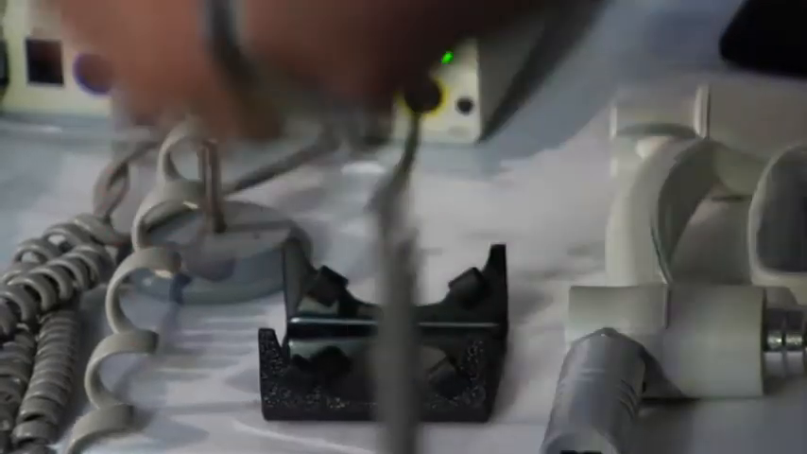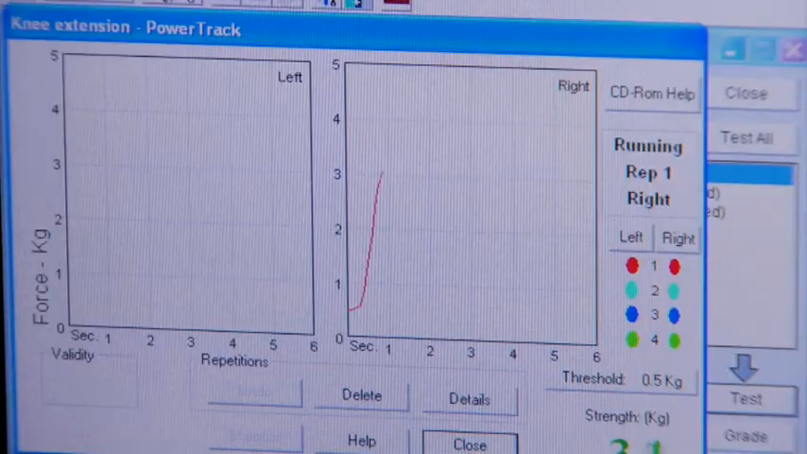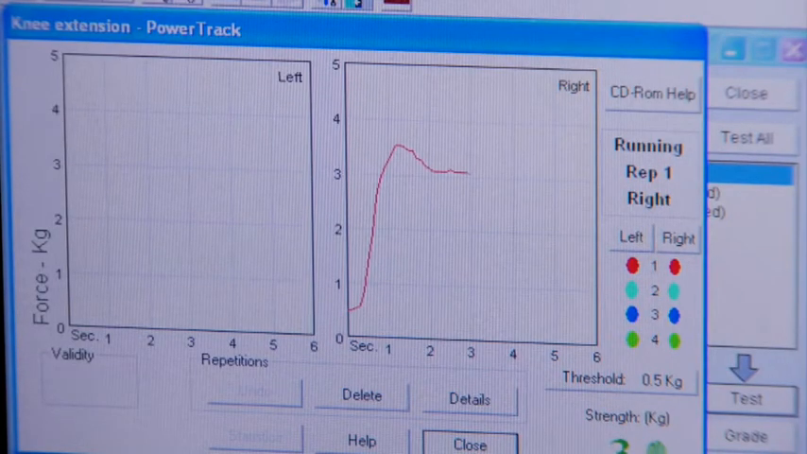Next, I'll look at muscle testing. So the patient will be positioned for the muscle group to be tested, and I'll ask them to push as hard as they feel comfortable against the pad and record the forces they generate.